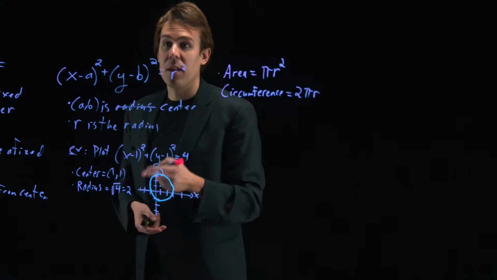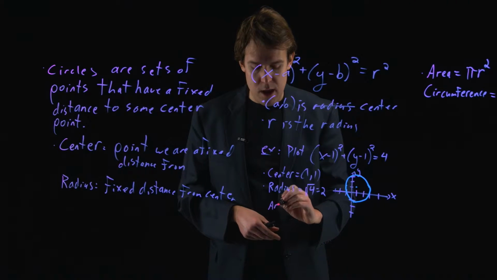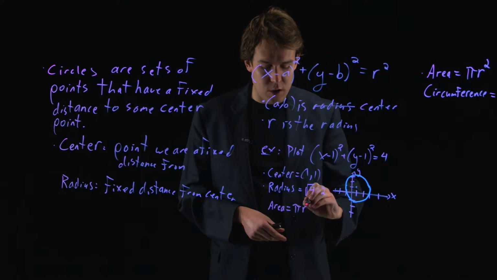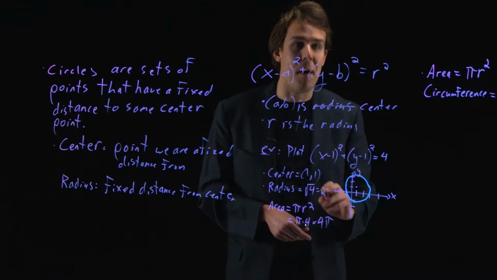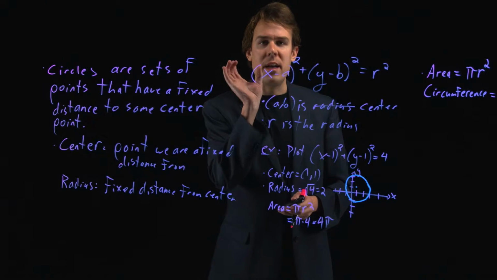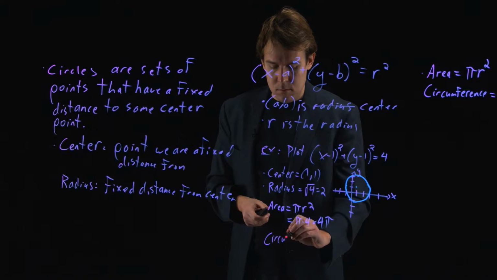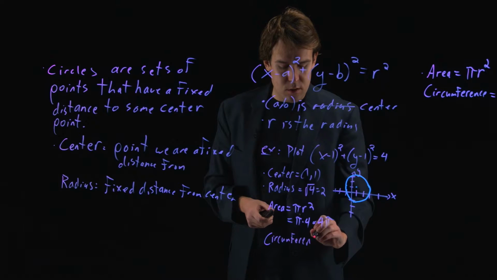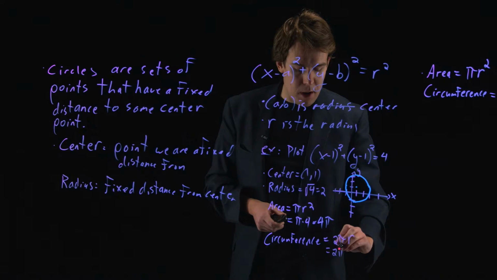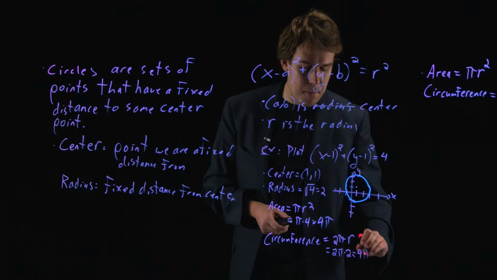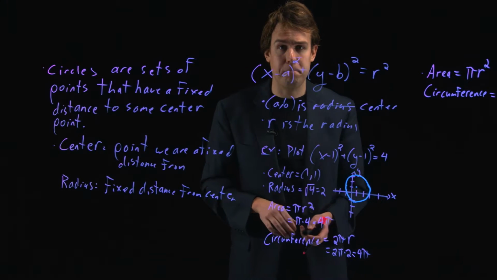So in this example, let's compute the area and the circumference. The area is pi r squared, so pi times 4, which typically is written as 4 pi. It just looks nicer to put the integer in front of the pi. And the circumference is equal to 2 pi times the radius, so 2 pi times 2, which is also 4 pi. So this is one of those very rare cases in which the circumference is equal to the area.